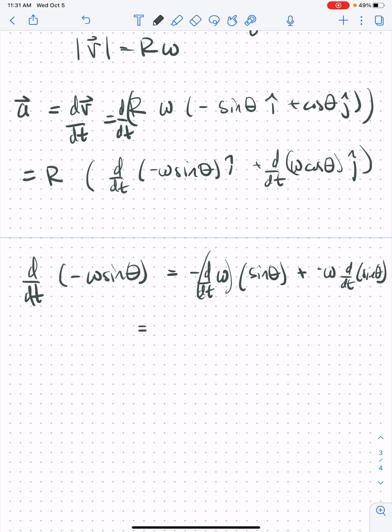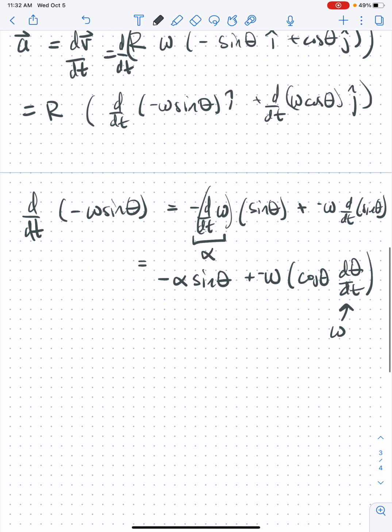And notice that this thing is alpha. d/dt of omega is just alpha. Okay. So we've got negative alpha sine theta plus negative omega. And then the derivative of sine theta, we need the chain rule. So that is going to be cosine theta times d theta/dt. And this thing is another factor of omega, right? So we've got negative alpha sine theta minus omega squared cosine theta. That's our x component, our i hat component of our acceleration, right?